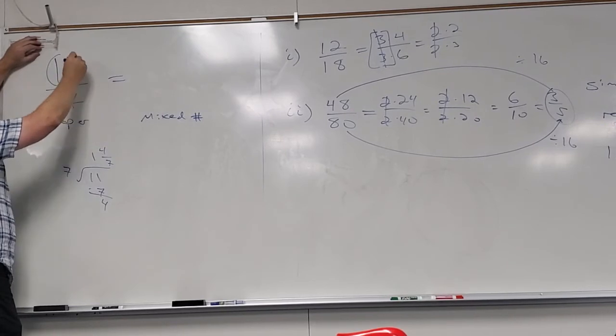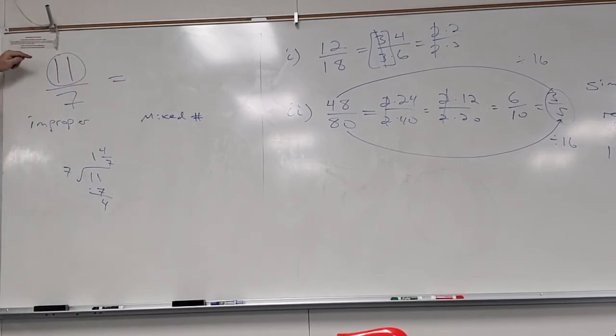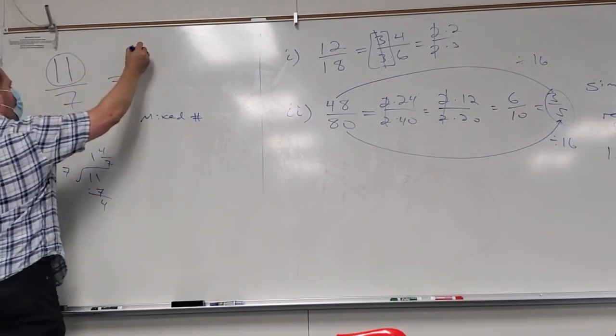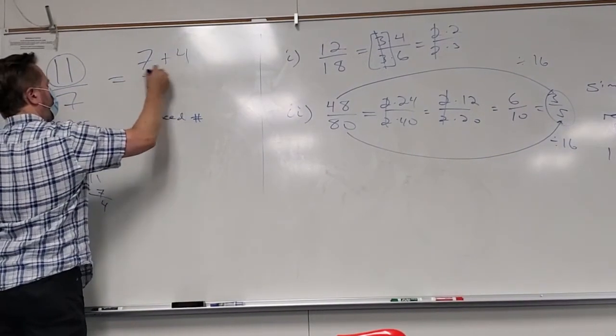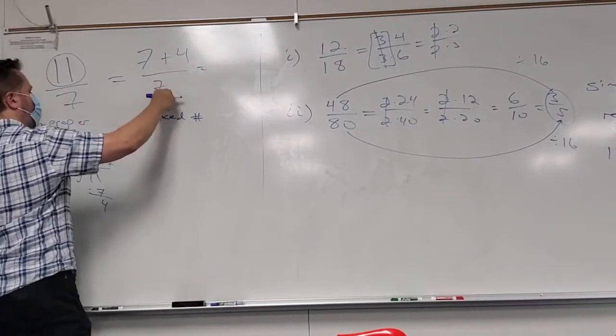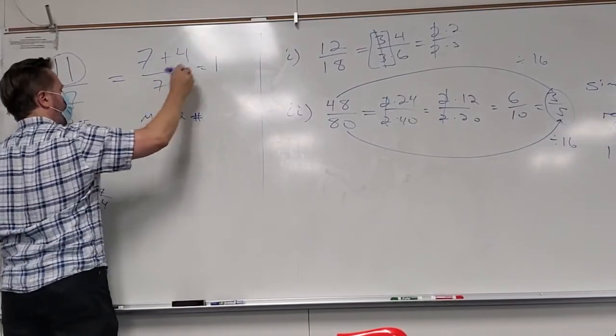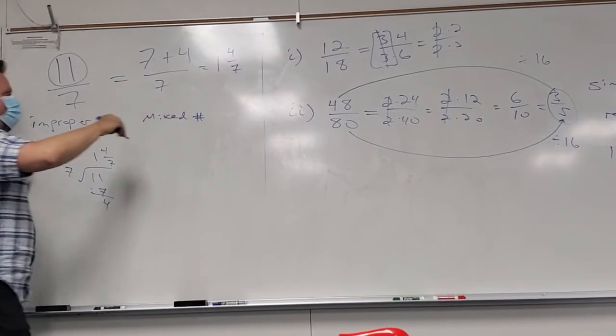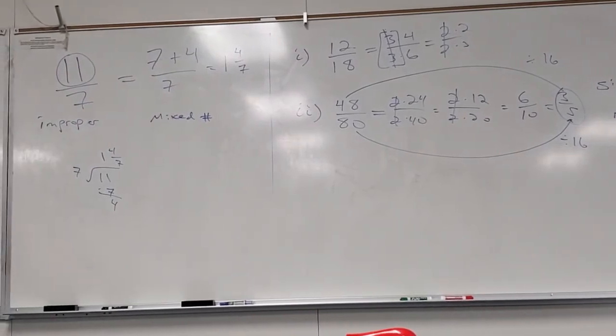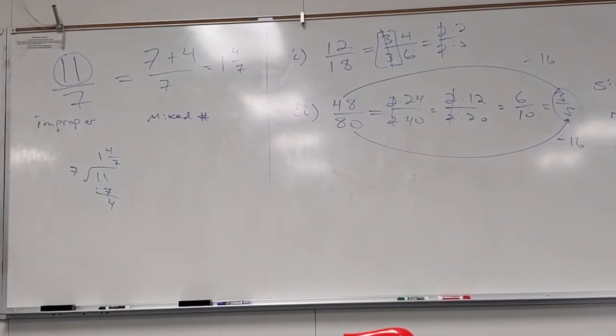What number below 11 do you wish was up here instead? 7. Do you agree with me? If that was 7 over 7, wouldn't that be great, give me plenty of those. What is 11? Isn't it 7 plus 4? What is 7 divided by 7? What's 4 divided by 7? 4 sevenths. Neato.